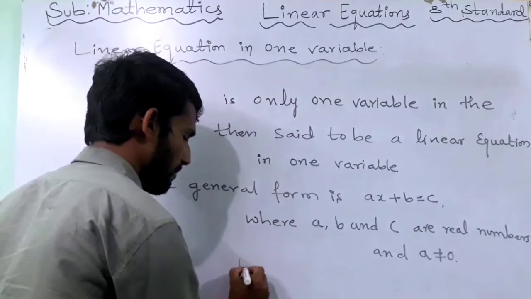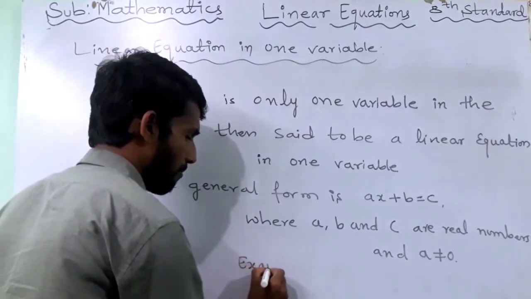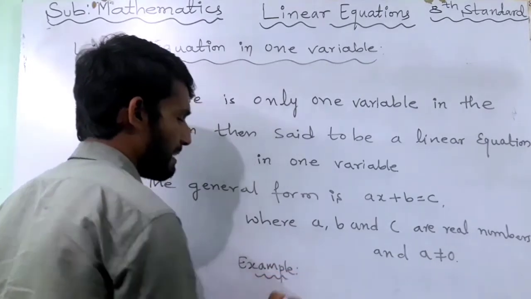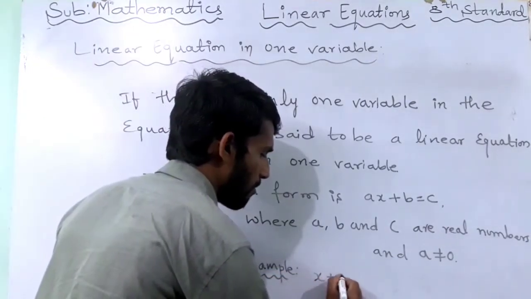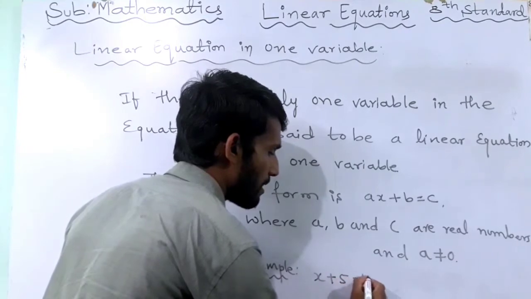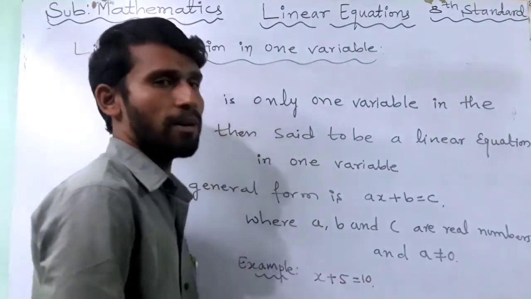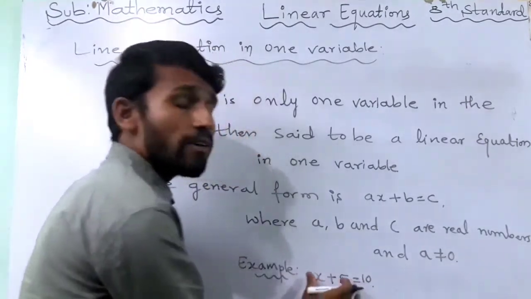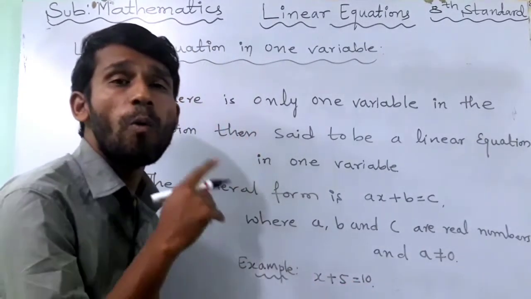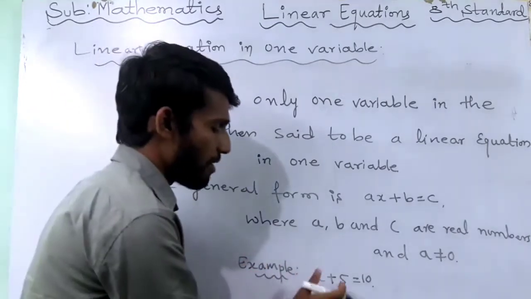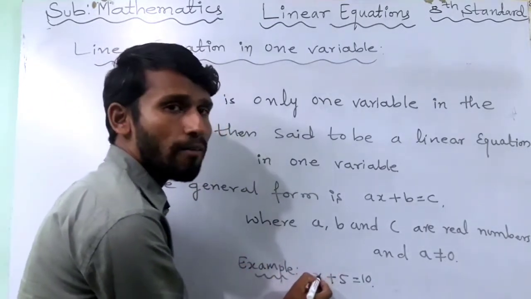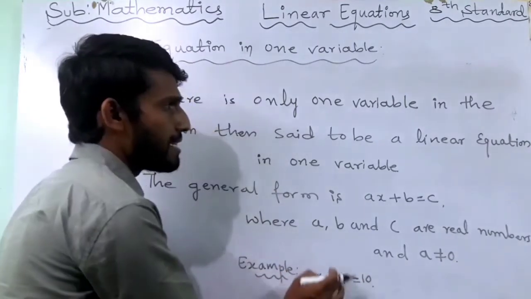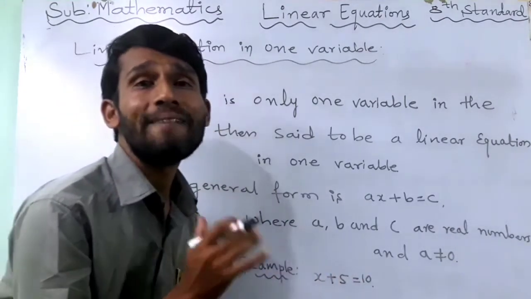For example, we can write here x plus 5 is equal to 10. This is the example. Dear friend, write down this point in the notes. In this equation, we can say there is only one variable, because the highest power of the variable is only one. Then we can say this is a linear equation in one variable.